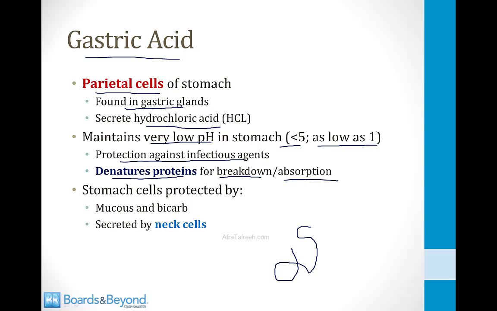Now you may wonder, with this very low pH that can kill infectious agents, why it doesn't kill the cells lining our stomach. That's because they are protected by mucus and bicarbonate, and these are secreted by other cells in the stomach called neck cells.